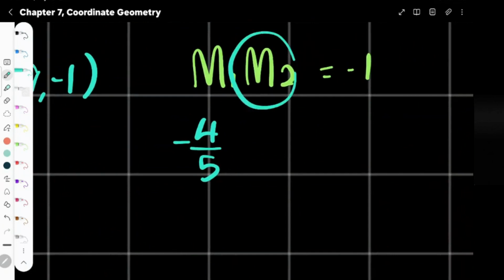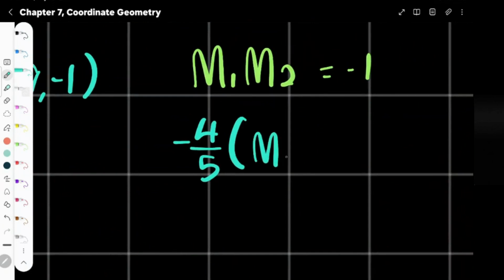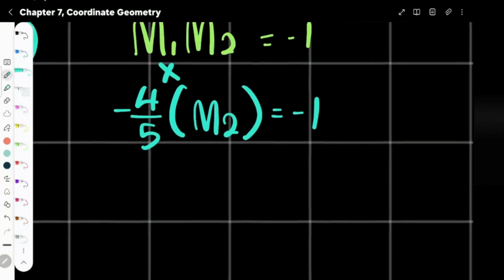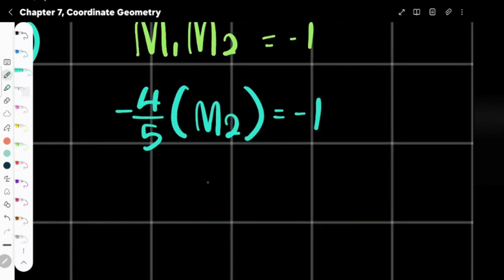Do we know the second gradient? No, that's why we are trying to find the second gradient, right? And then we know they are perpendicular, so the product equals negative 1. And this one is what relationship? Times, right? So move to the other side, become divide. So just press on your calculator. M2 will be negative 1 divided by negative 4 over 5. Just press on the calculator.